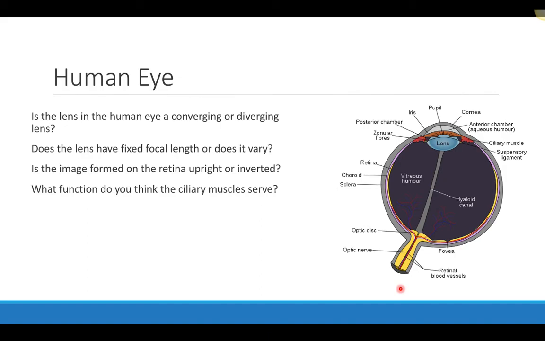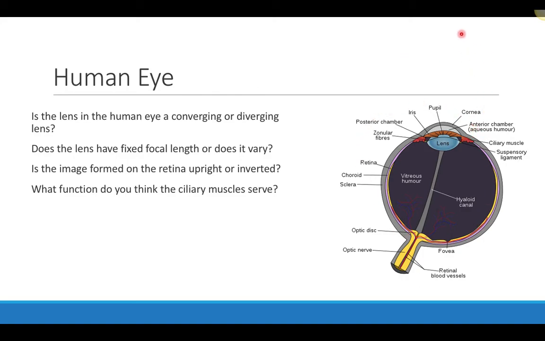So there's a couple of questions that we can now go back and think about in terms of the human eye, and this is just a follow-up to some things we talked about earlier. Is the lens in the human eye a converging or a diverging lens? The answer is that it's a converging lens. It has to be a converging lens because we have to form a real image on the back of the eye. Diverging lenses always form virtual images. You have to look through the lens to see the image.